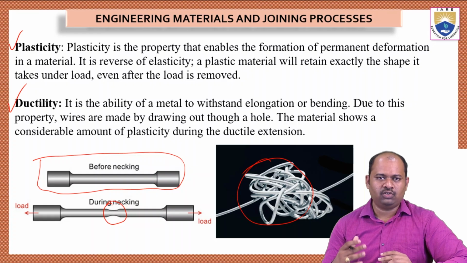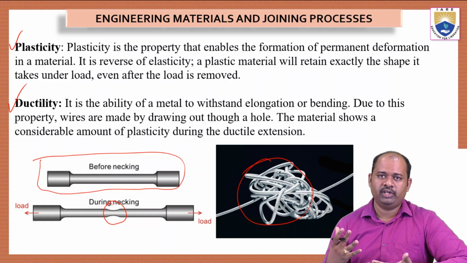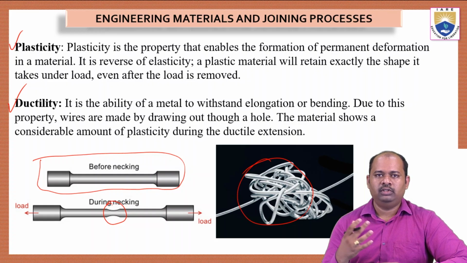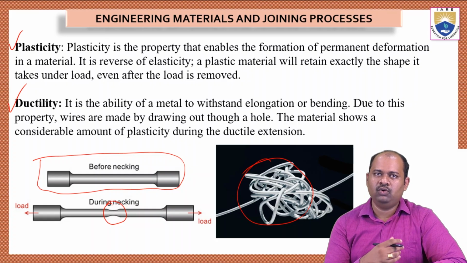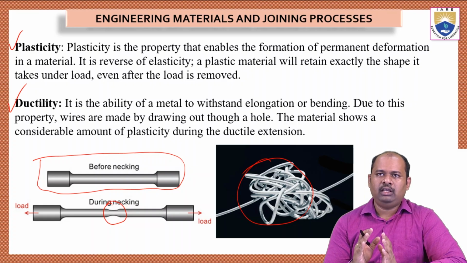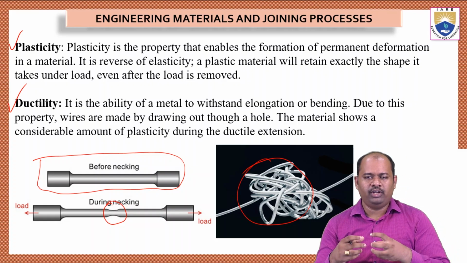So this copper can also be converted into thin sheets. Thin sheets also can be prepared which are used in electric devices. So this is also because of the property ductility. That means the definition of ductility goes like this. It is the ability of a metal to withstand elongation or bending. Due to this property, wires are made by drawing out through a hole.